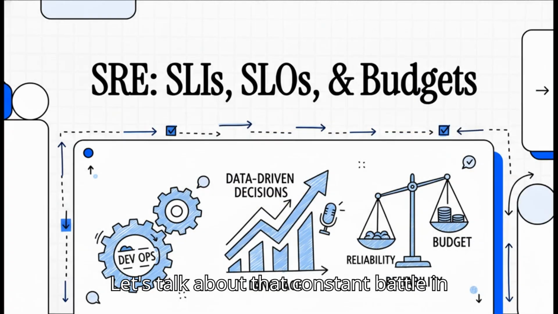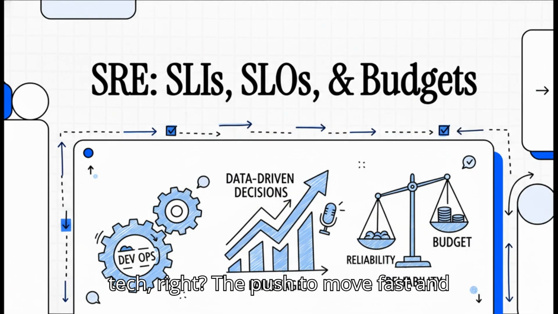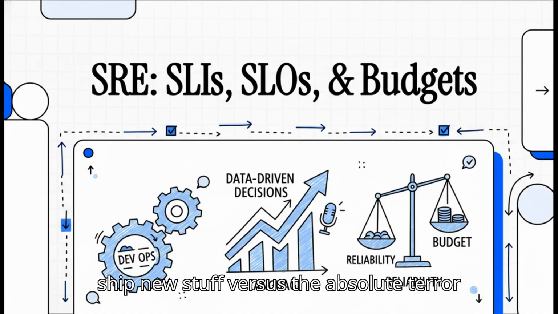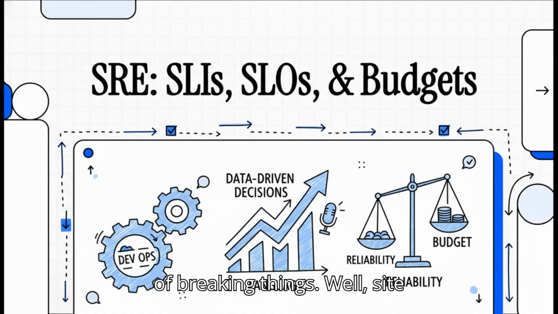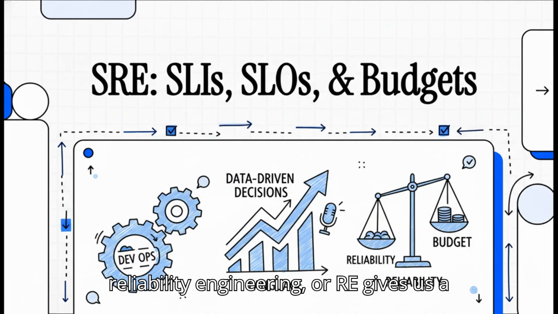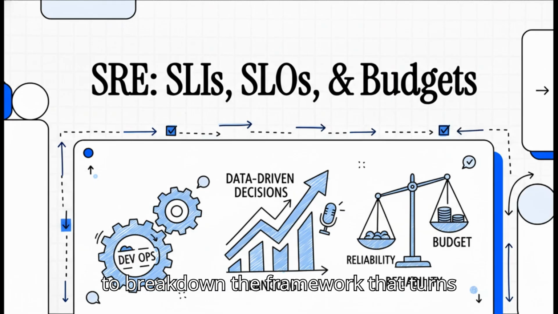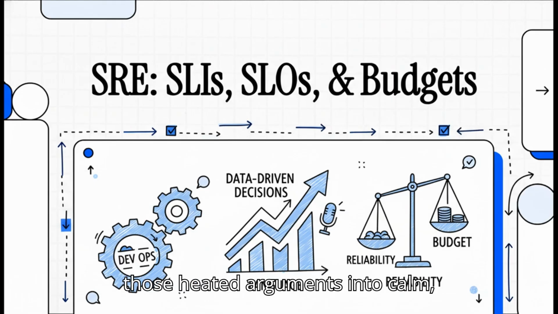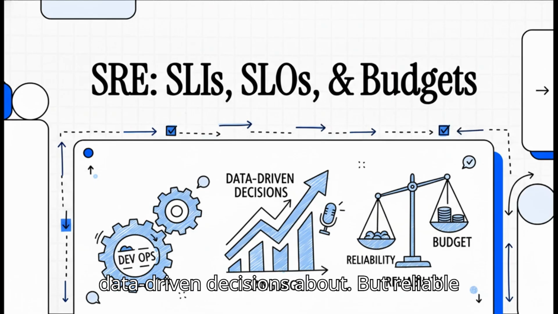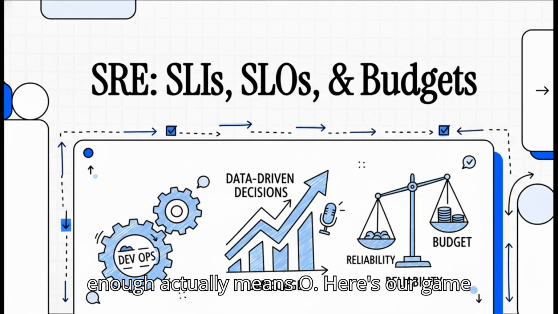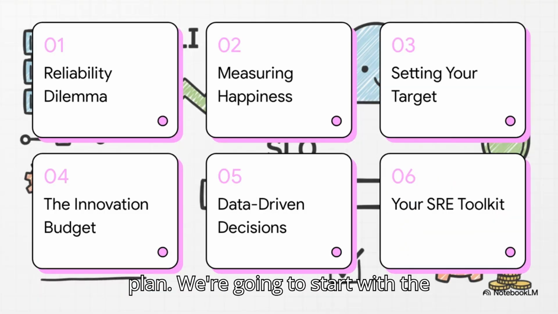Let's talk about that constant battle in tech, right? The push to move fast and ship new stuff versus the absolute terror of breaking things. Well, Site Reliability Engineering, or SRE, gives us a way out of that fight. Today, we're going to break down the framework that turns those heated arguments into calm, data-driven decisions about what reliable enough actually means.